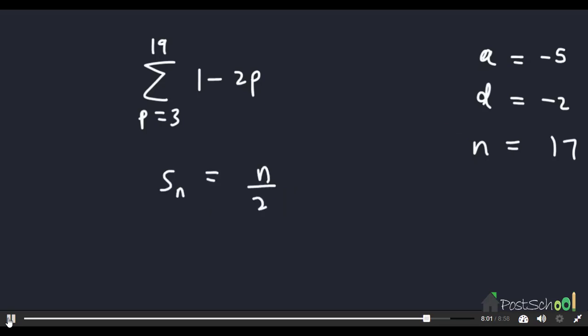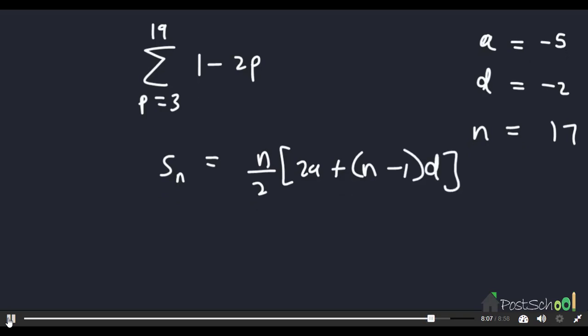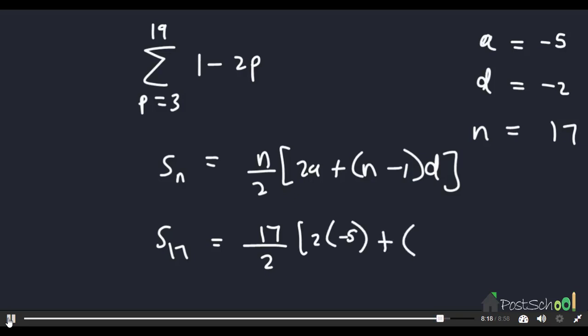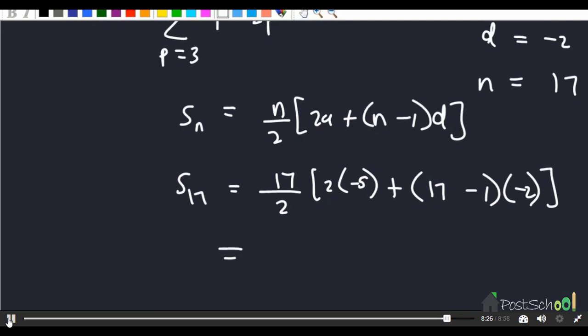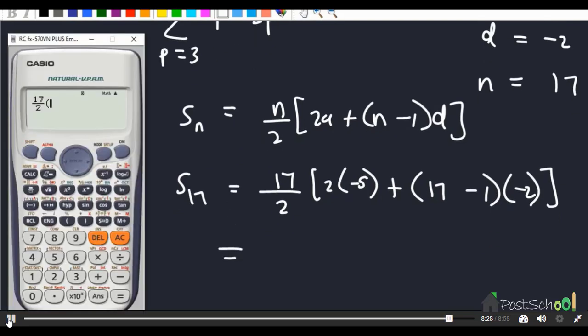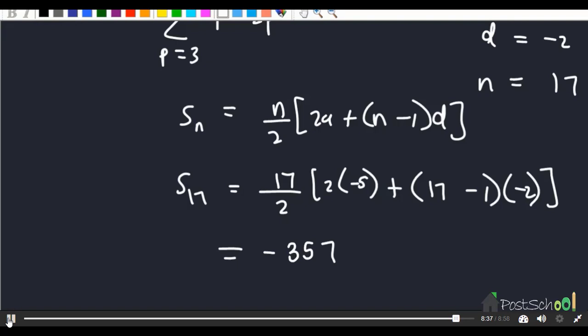Plug in on our beautiful formula for calculating the sum of an arithmetic series, and then we are going to get our answer. So this is going to be S17, which is going to be 17 over 2 times -5 plus 17 minus 1 times d, which is -2. So this is going to be -357.